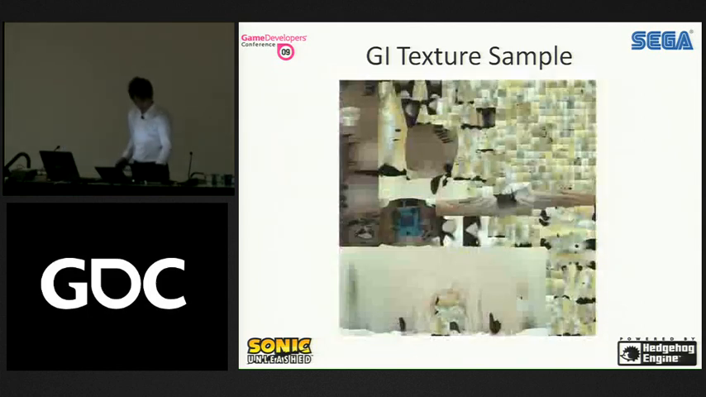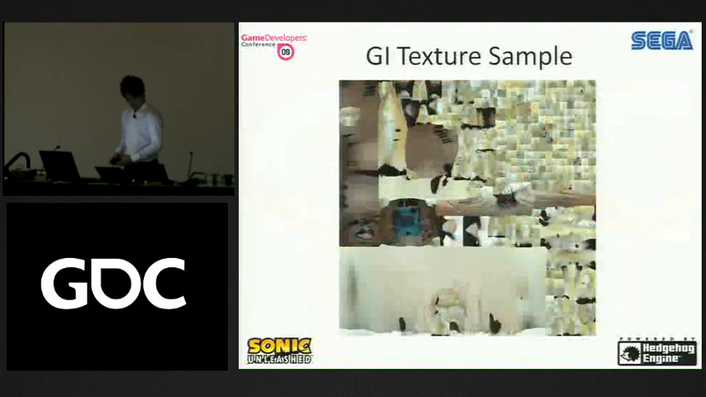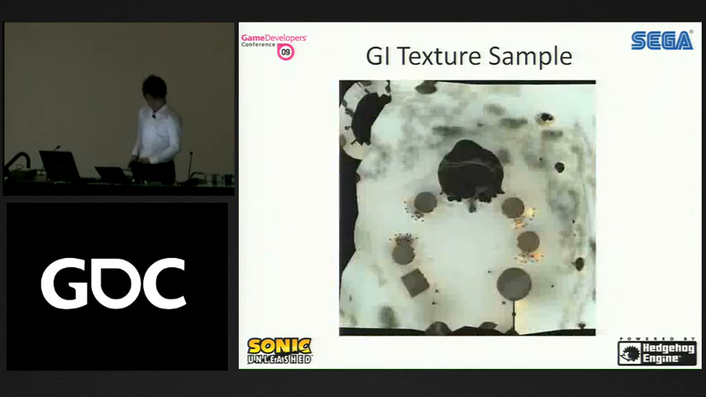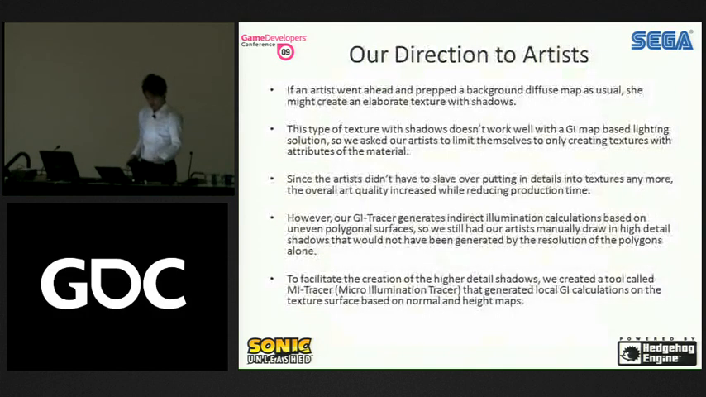This is an actual sample. It's like the peeled skin of an orange. You open up, and then we just open up the UV. And this is an actual tree. This is the GI texture for the tree. Also, the GI texture for a house, and the GI texture for the ground from the top, from above, from the sky.